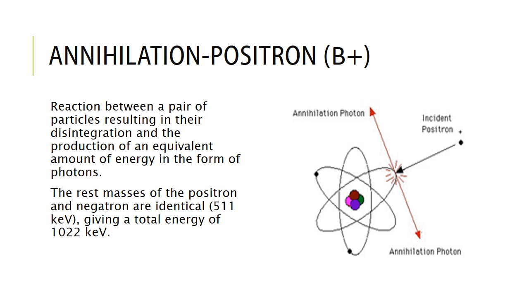And remember that annihilation is that reaction between a pair of particles that results in their disintegration and the production of an equivalent amount of energy in the form of photons. So remember, the incident positron is going to collide with an electron, basically, and it's going to give off two 511 keV photons.